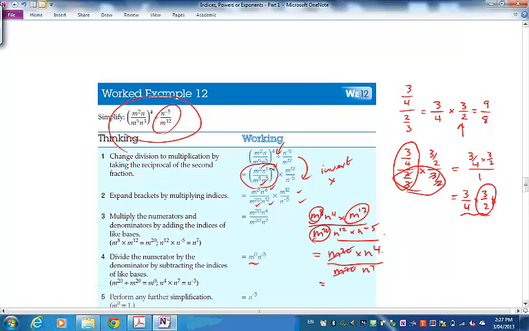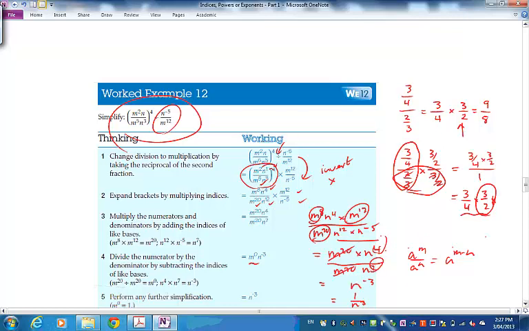And n to the 4th on n to the 7, subtraction of powers, remember, a to the m on a to the n is a to the m take n. So 4 take 7 is n to the -3. But what does that mean? It means there were 3 7s left in the bottom line, doesn't it? 1 over n to the 3.